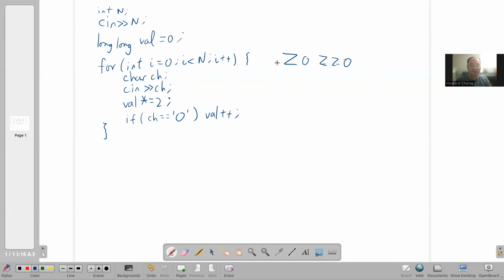So what happens is if you have Z, O, Z, Z, O, let's say like this, then at the beginning, the value is 0. When it reaches this part, value is still 0, because 0 times 2 is still 0. When you read this, it'll be 0 plus 1, so it'll be 1. When it reaches this, it will become 2, because I multiply by 2, but I don't add anything. When I read this one, it will become 4. When I read this one, it will become 8, but then I need to add 1, so it'll be 9.